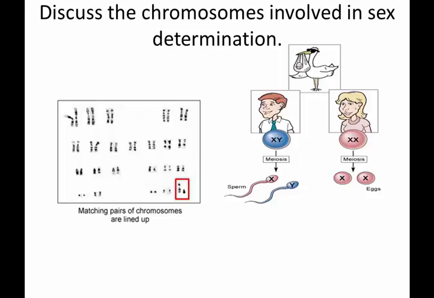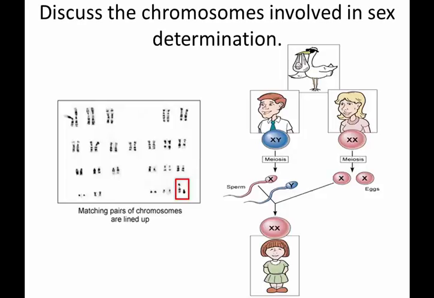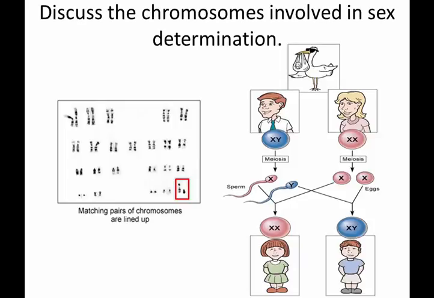There are various combinations here. If we have an egg that is fertilized by a sperm that has an X chromosome in it, we will end up with a daughter because we will have two X chromosomes, which again by definition means that it is a female. We can have a situation where the egg with the X chromosome is fertilized by a sperm with a Y chromosome, and what we will end up with then is a male offspring.